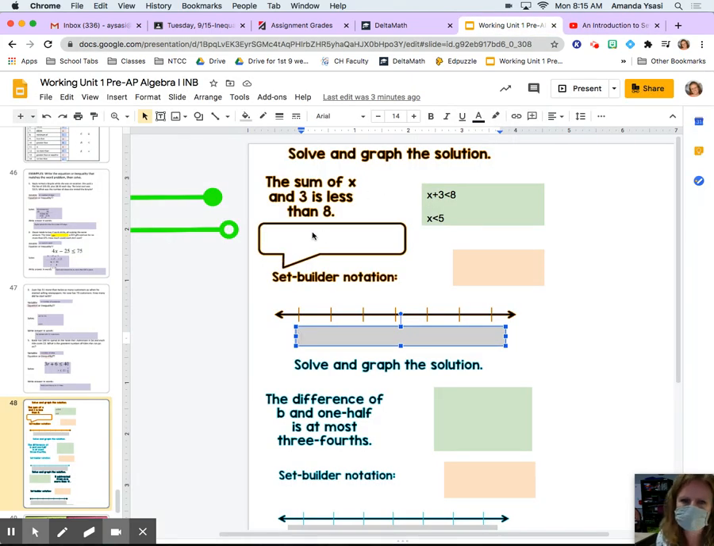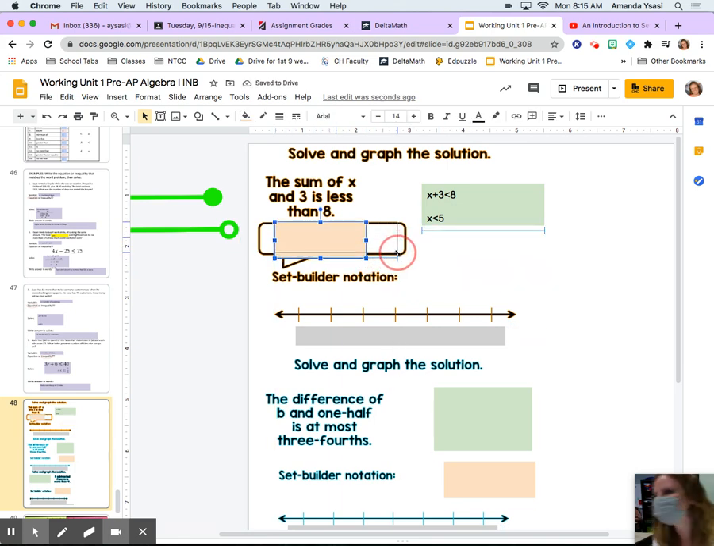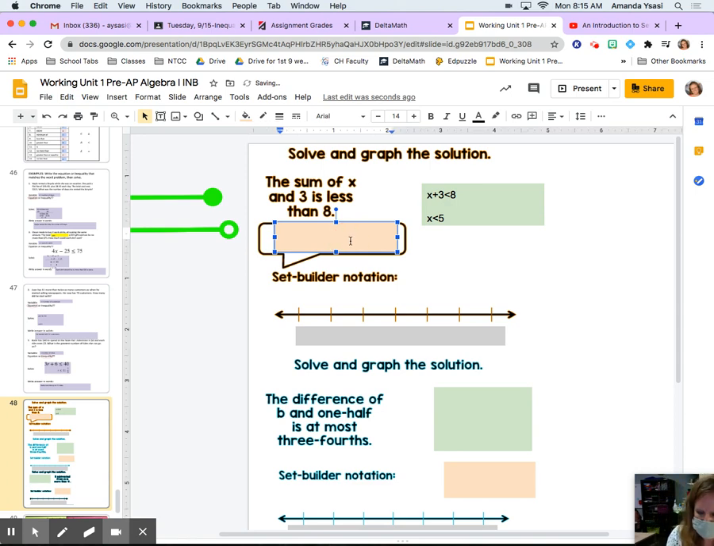So on here, our set builder notation, let's put it over here, is do the little squiggly bracket, X, and then right above return on your keyboard, you can do the line. Can y'all see that? You do shift and then the little slash.